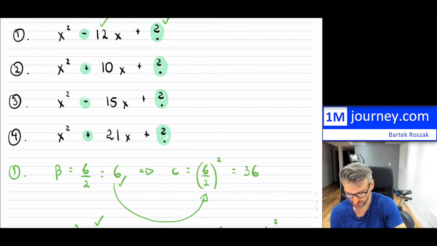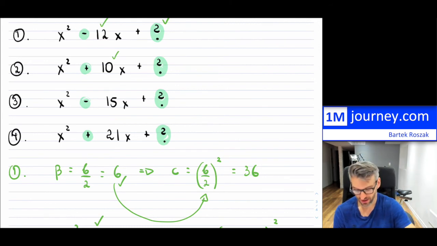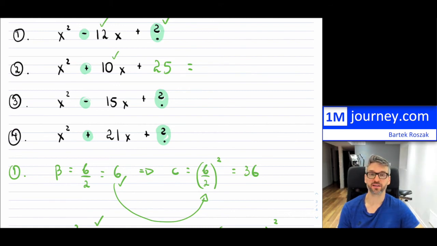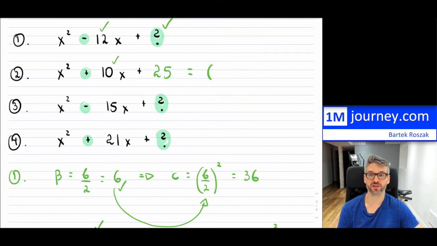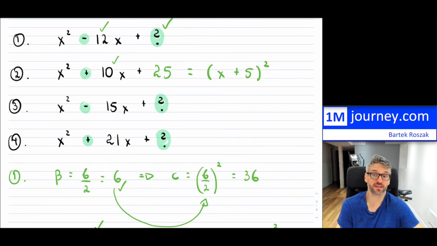In example number 2, so I have 10. Now that 10 I can divide by 2, which is going to be 5. Now 5 squared is 25, which means that here, so this question mark now becomes 25. And in factored form, okay, because my beta is just 10 divided by 2, and the sign there is positive, so this is going to be just 5, and then that's your square. And you've now completed the entire square right here, and you could factor it in that way.